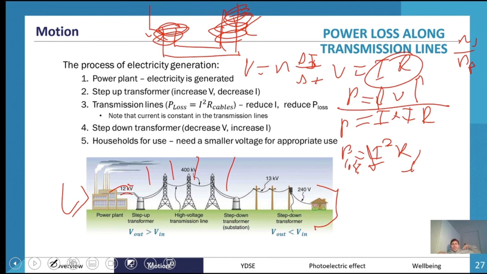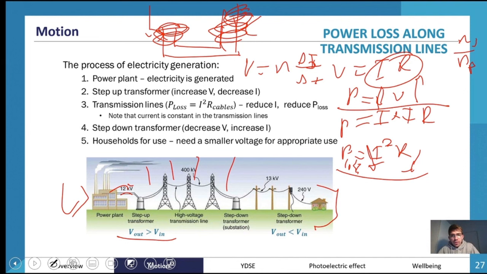Therefore, power loss reduces. So that's the whole point of a transformer. We call it a step-up transformer, the type of transformer that increases the voltage that we're supplying, and a step-down transformer, the transformer that reduces the voltage at which we're supplying the power.